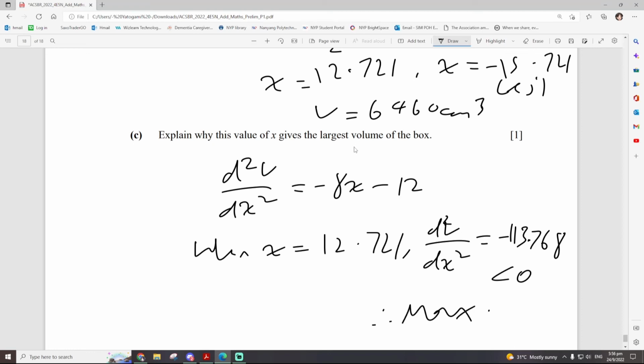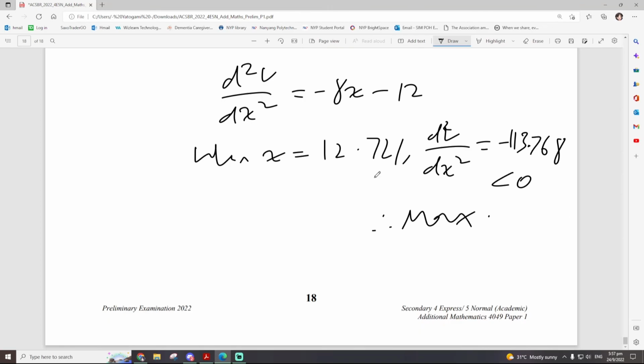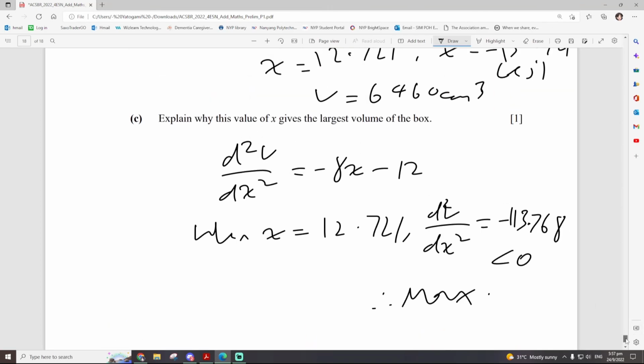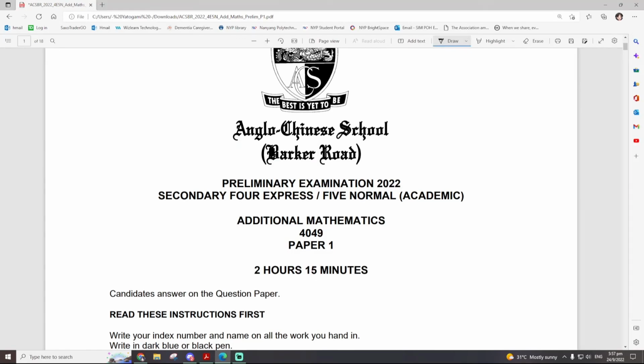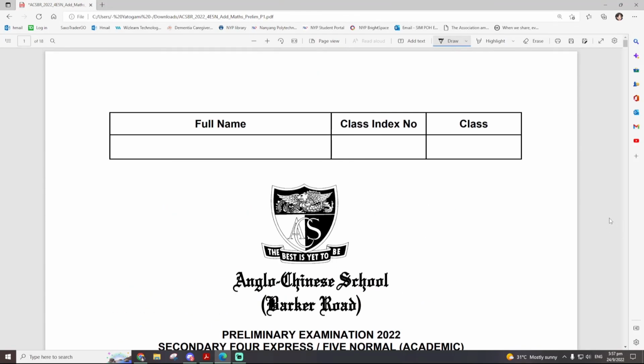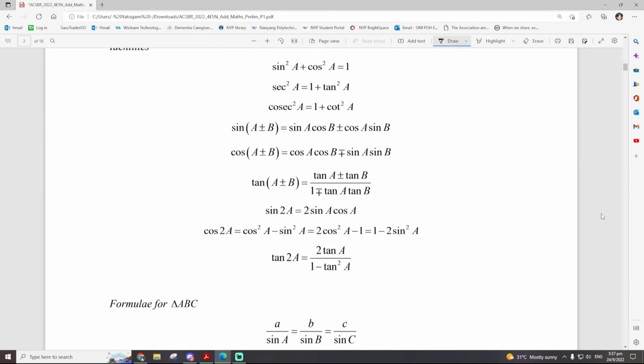Okay, that will be all, I think. Yep, that's the end of the paper. Overall, it's a fair paper. I took about 1 hour plus, a couple of carelessness sometimes, because that's what happens when I take things quite fast.